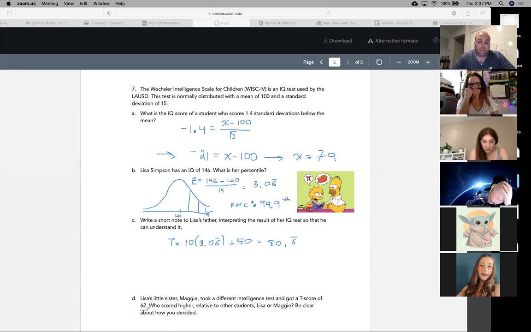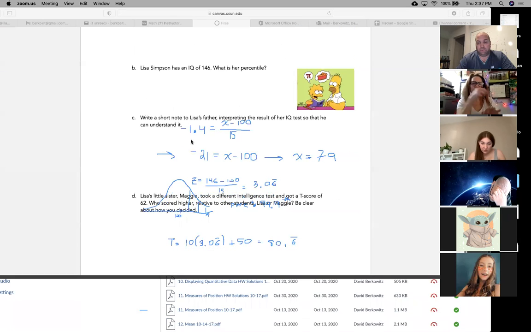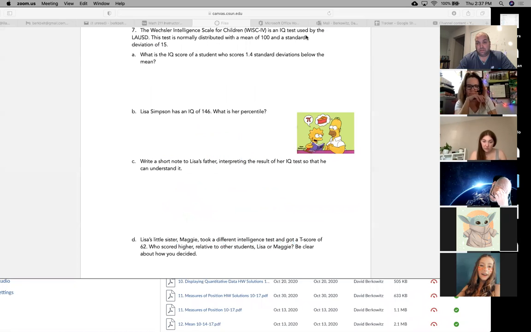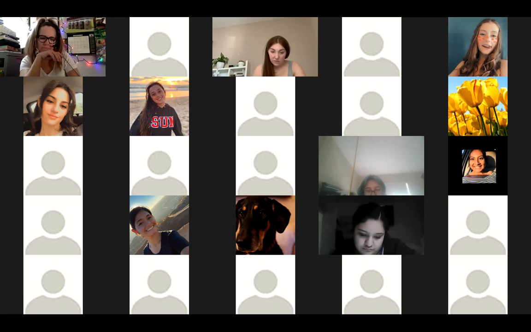Another way of doing it would be to compute Maggie's z-score and compare their z-scores. Another way to do it would be to compute both of their percentiles and compare their percentiles. Any one of these would have given the correct answer, but I believe this is the easiest way. And that concludes question number 7. I will pause recording.